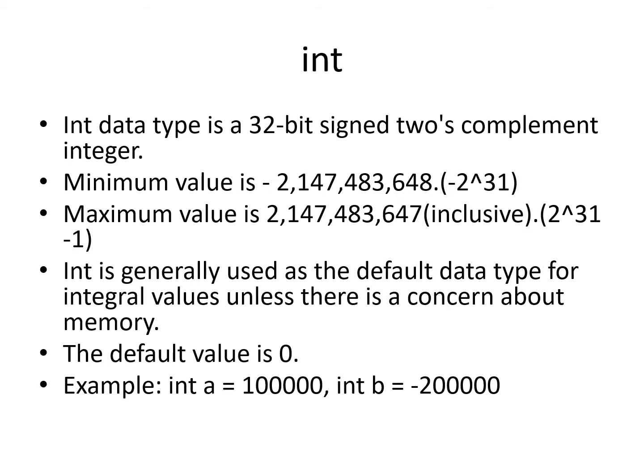Next is int. Int data type is a 32-bit signed 2's complement integer. Minimum value is -2147483648. Maximum value is 2147483647. Int is generally used as a default data type for integral values unless there is a concern about memory. The default value is 0. An example is shown here.